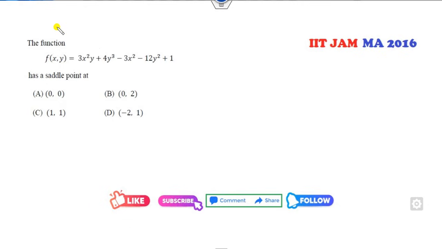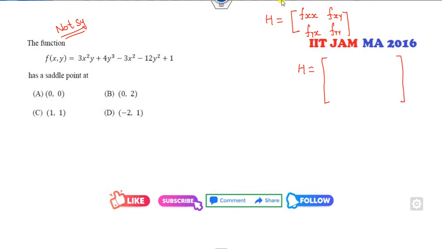Check whether the function is symmetric. No, it is not symmetric. Fine. So once the function is not symmetric, you can write this function fxx, fxy, fyx, fyy always. Always firstly calculate the h. So what is that?